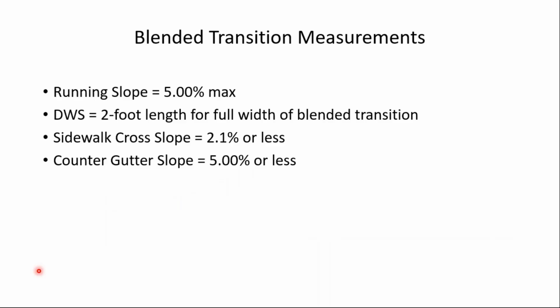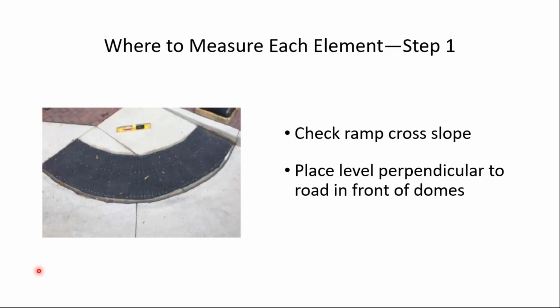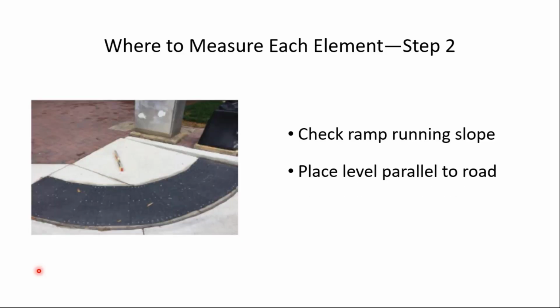Here are the blended transition measurements, similar to what we've talked about before. Cross slope of a blended transition must be equal to or less than the cross slope of the crosswalk it serves. And where do we make the measurements? Step 1 is to check the ramp cross slope. So put the level perpendicular to the road in front of the domes. Step 2 would be to check the ramp running slope. So put the level parallel to the road.